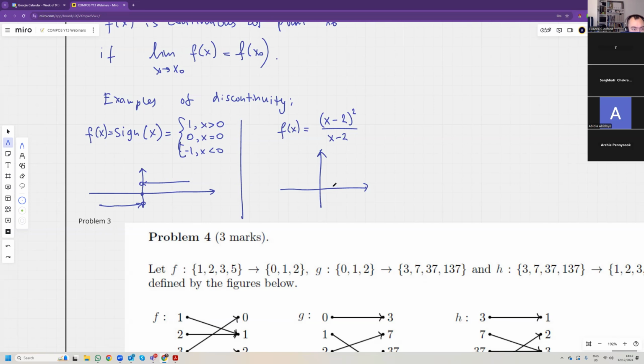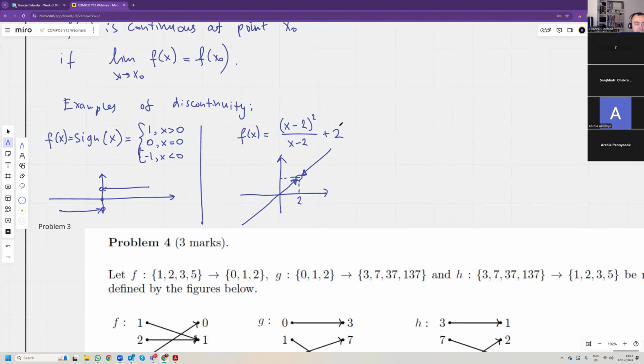Okay, x minus 2. Yeah, so that's this. Yeah, would be like this. You know what? I'm just going to do plus 2 here so that it's more clear. Okay. So the function doesn't exist at 2.